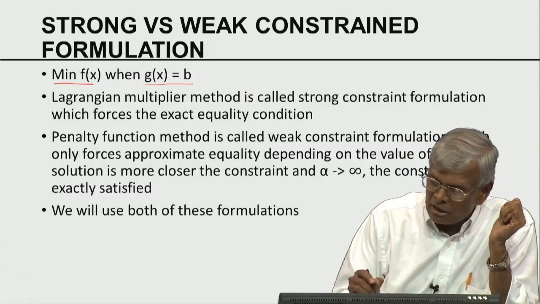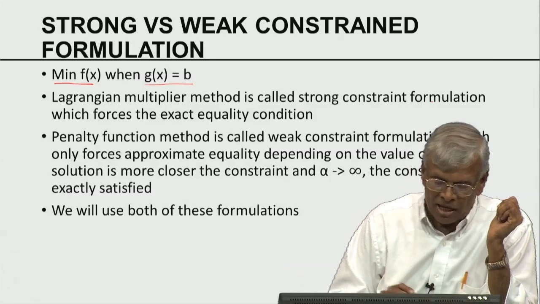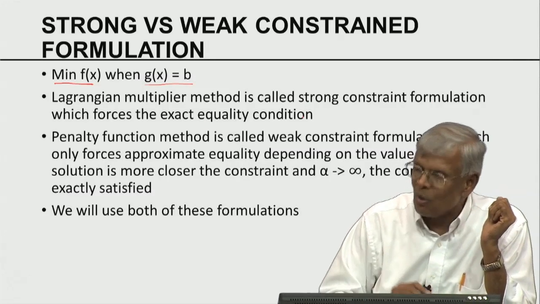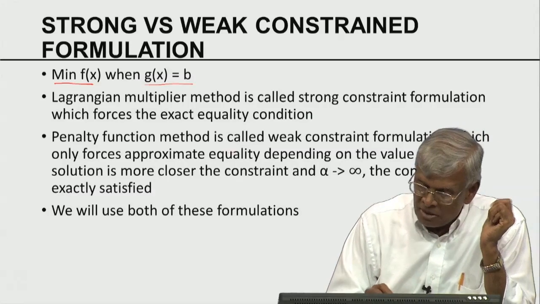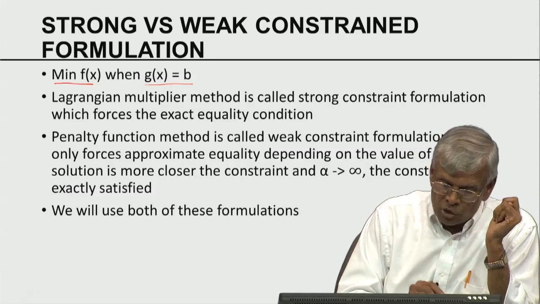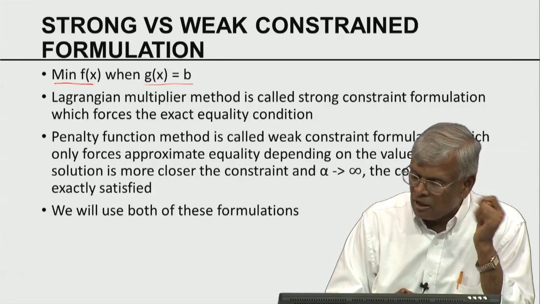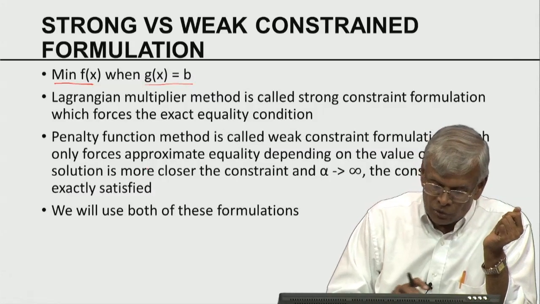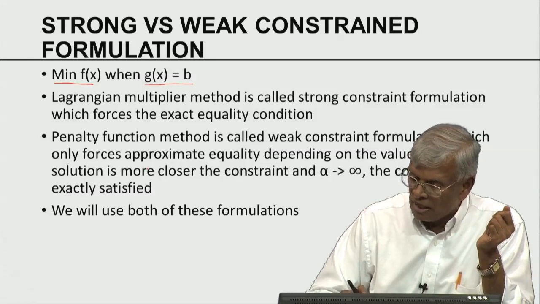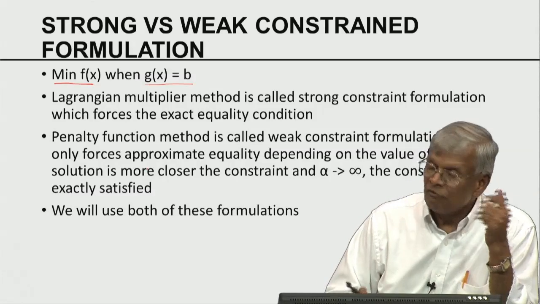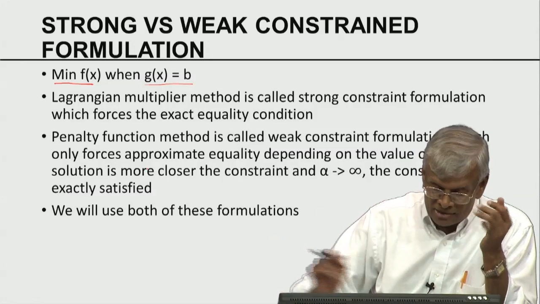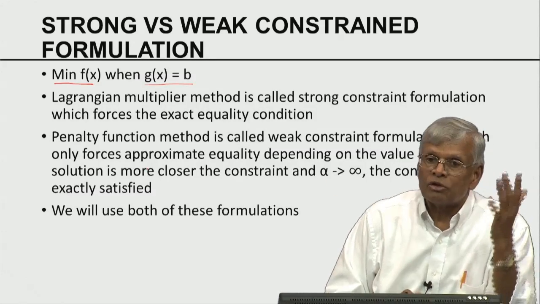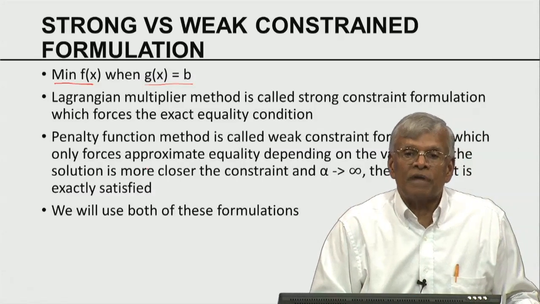So the Lagrangian multiplier method is a strong constraint formulation which forces exact equality constraint. The penalty function method is called a weak constraint formulation which only forces approximate equality depending on the value of alpha. The solution gets closer to the constraint as alpha goes to infinity. When alpha goes to infinity, the constraint is exactly satisfied. We will use both formulations in most data assimilation problems.